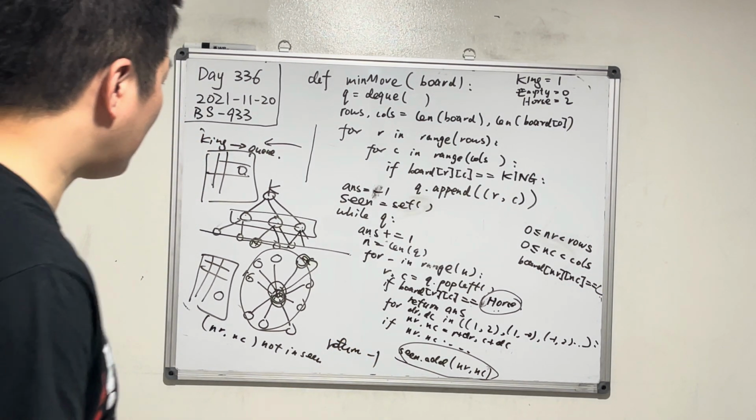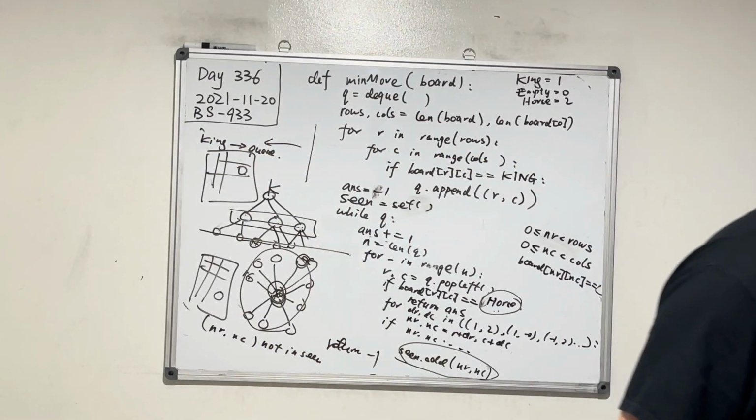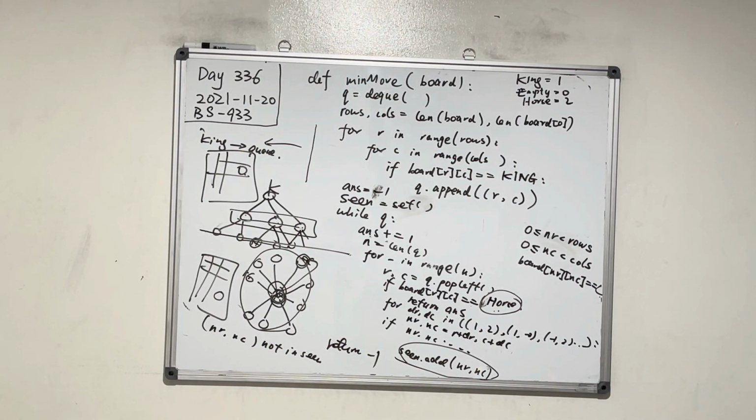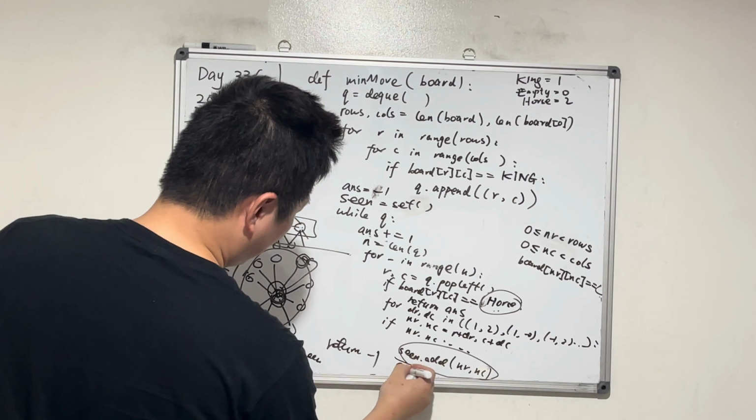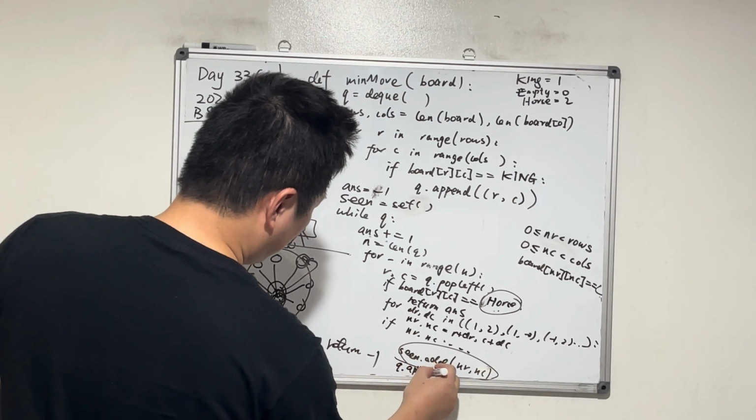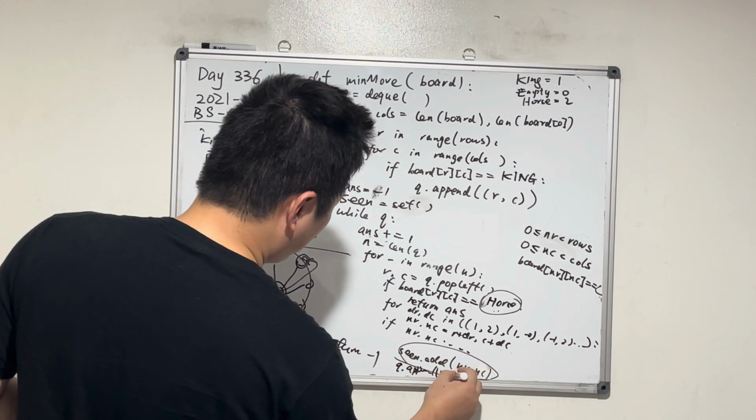Okay. This is called multi-source. If we start from the horse, then that's multi-source. If we start from the king, that's still single source. Scene dot add nr and c, and then Q needs to append nr and c here. I didn't write it here. Q dot append nr and c. Next move, okay?